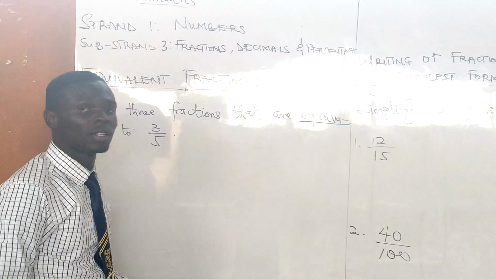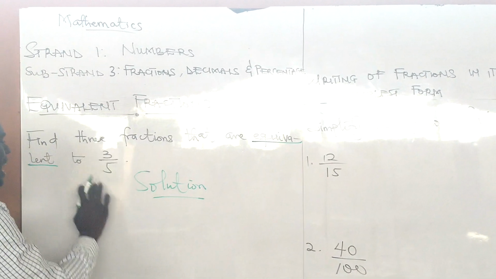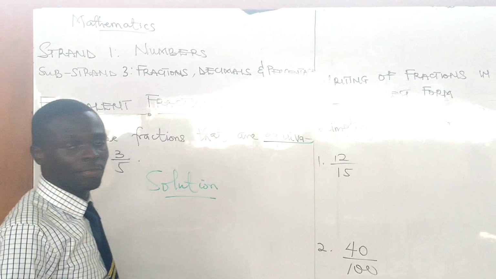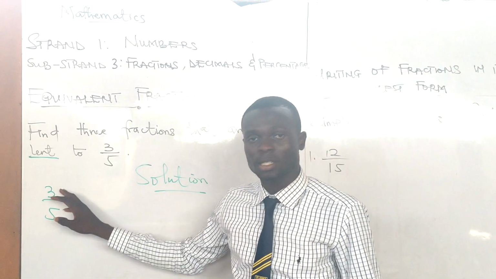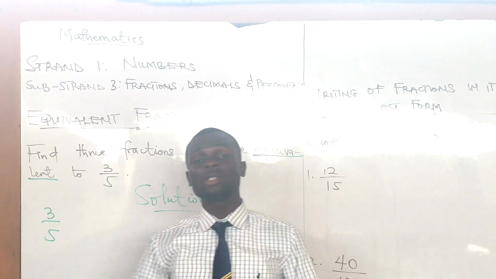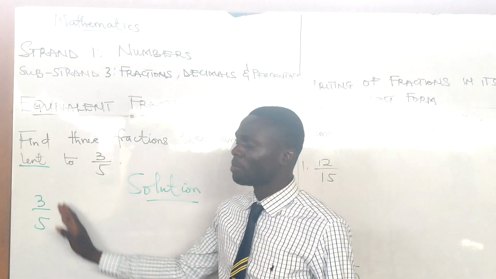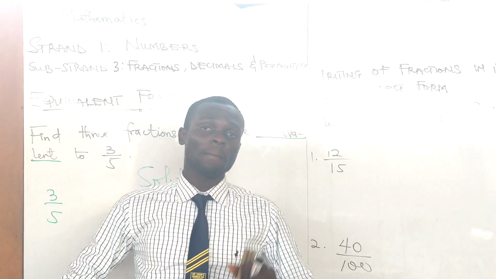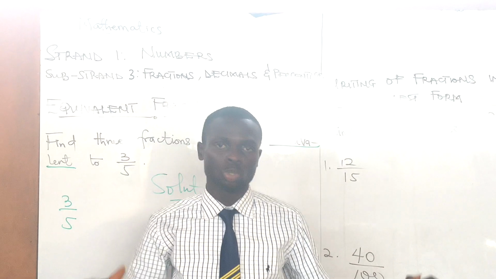So how can we solve this question? To find fractions that are equivalent to this fraction, we are going to pick the fraction given, which is 3 over 5. Now, to find fractions that are equivalent to this, we are going to select 3 numbers because we have to find 3. So we are going to select 3 numbers and multiply each of the numbers by this. So let's say we want to pick 2. You can pick any number apart from 0 and 1. So I want to use 2 to multiply.